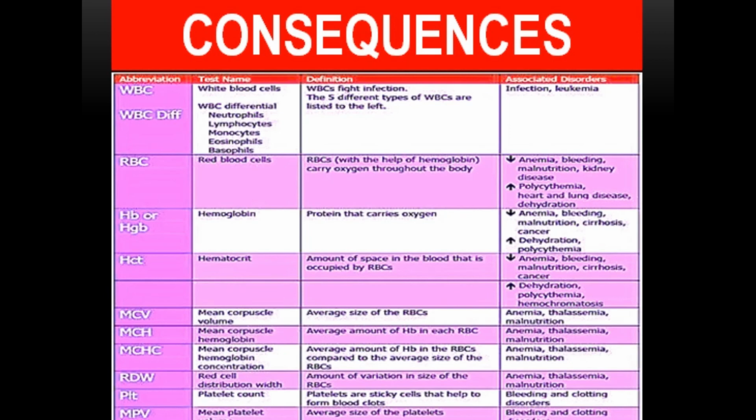Then we have RDW, which is the red cell distribution width, and most of the time it is not determined. However, if it is determined, again it is indicative of anemia, thalassemia or malnutrition. Then we have the platelet count, and platelets are sticky cells that are involved in coagulation. So if their count is decreased or increased, it will highlight a bleeding disorder. Low platelet counts will increase the bleeding tendency, and high platelet counts may trigger cardiovascular disease and lead to clot formation in the blood vessel, and lead to myocardial infarction and ischemia or stroke.